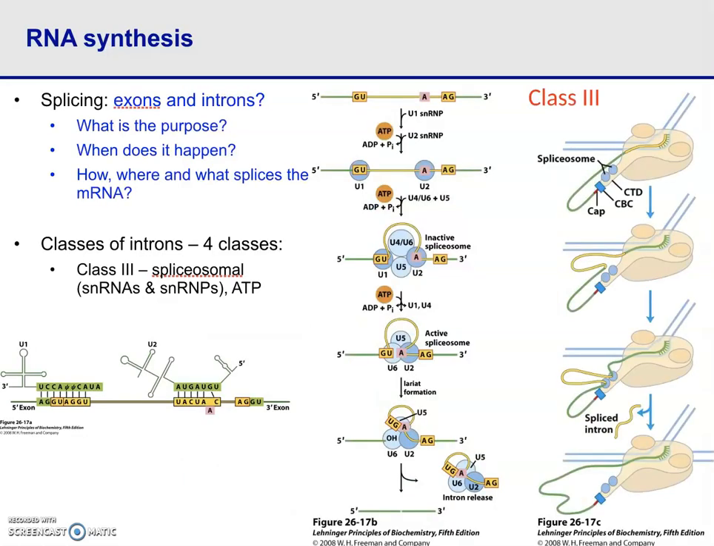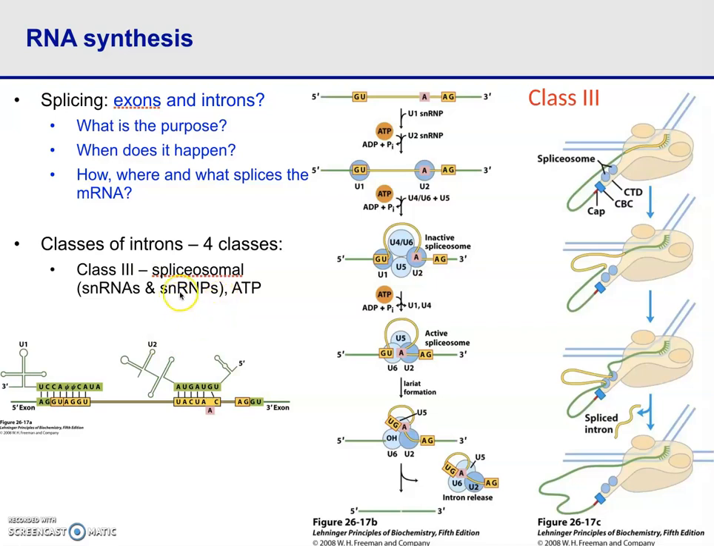Class 3 introns are removed via spliceosomes. Most introns are not self-splicing. Class 3 is the largest and usually most common type of introns. And for their removal, the cell utilizes small nuclear RNAs, and also uses small nuclear ribonucleoproteins.